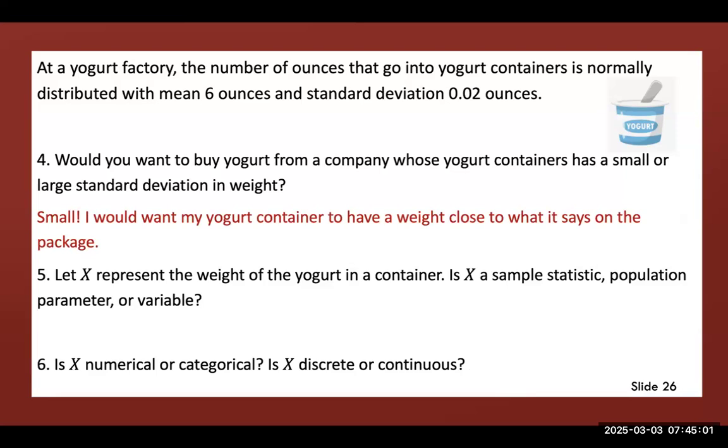Let X represent the weight of the yogurt in a container. Is X a sample statistic, a population parameter, or a variable? X does not summarize the whole population or a sample. It represents one yogurt container and how much that container weighs. So X is a variable. Is X numerical or categorical? Is X discrete or continuous? The weight of the yogurt is numerical, and it's also continuous because we have to use a scale to figure that out, and we can get decimal approximations for the weight.